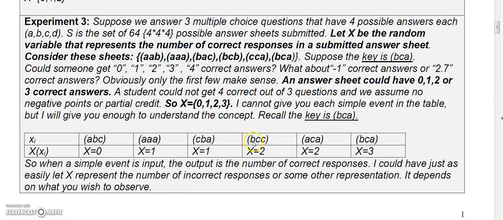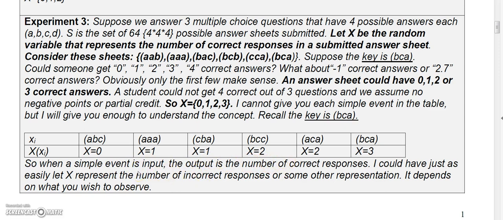BCC, you would have gotten the first 2 correct, so X would be 2. ACA, you would have gotten the last 2 correct, so X would be 2. And then BCA, you would have gotten all 3 correct. So when a simple event is input, the output is the number of correct responses.